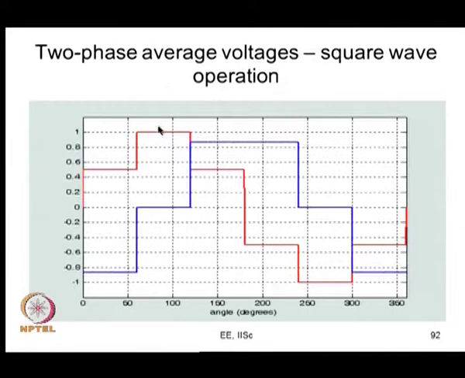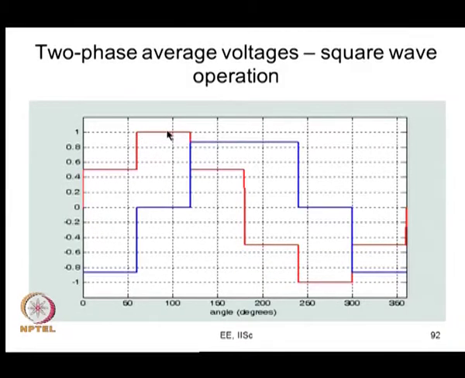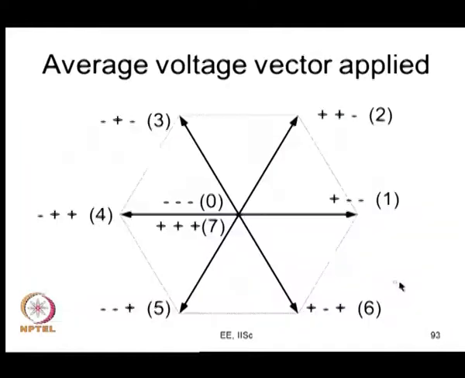This is 2 by 3 VDC, this is 1 by 3 VDC, this is minus 1 by 3 VDC, this is minus 2 by 3 VDC. Similarly, you will have VYN average and VBN average, and they can be transformed into V alpha average and V beta average. V alpha average has the same shape as VRN average, and this is your V beta average.